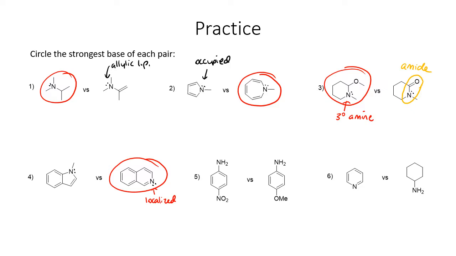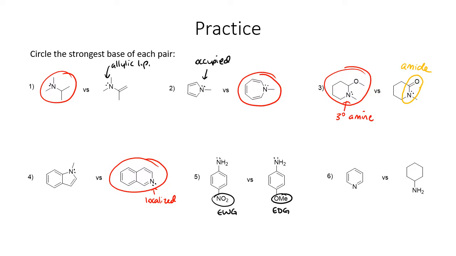For problem 5, we have 2 amines on benzene rings. Now this is a nitro group. A nitro group is not an amine, even though it contains a nitrogen. But we've learned that nitro groups are strong electron withdrawing groups, whereas OMe groups are electron donating groups.